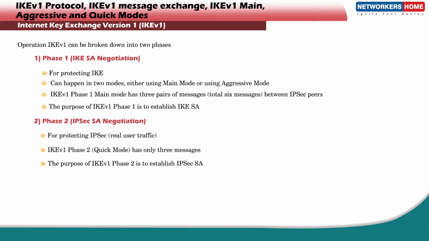Phase 1 is used to negotiate the parameters and key material required to establish IKE security associations, SA, between two IPsec peers. The security associations negotiated in Phase 1 are then used to protect future IKE communication. The following explanation is based on the assumption that the peers are using a pre-shared key for authentication.